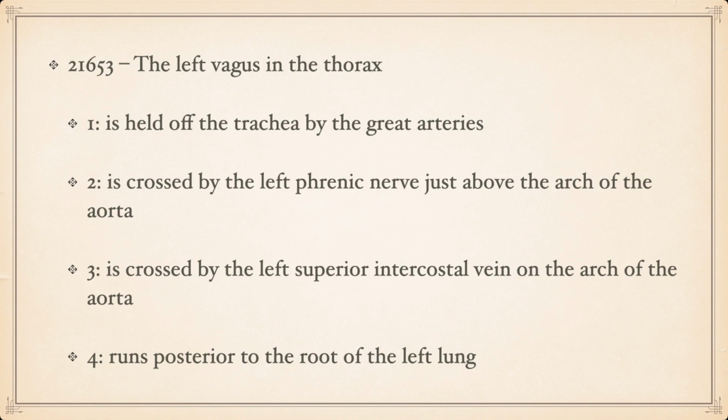And 4 runs posterior to the root of the left lung. That is also true. The vagus runs anterior to the hilum. The phrenic runs anterior to the hilum, the vagus runs to the left. Interestingly enough, I would say from a semantic point of view that is correct, because they have said the left vagus. If they had said the left vagus nerve, then number 4 would be incorrect, because by the time the vagus is at the level of the hilum, it should already have formed the vagal trunks.